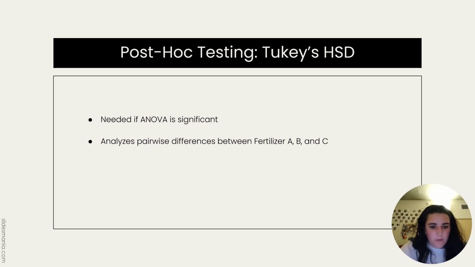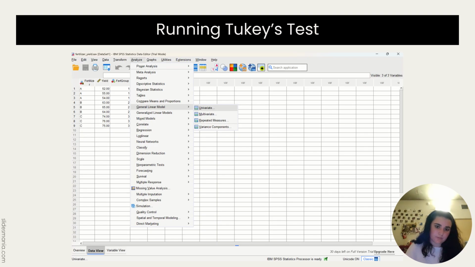Okay, so for post hoc testing, Tukey's HSD is typically needed if ANOVA has a significant p-value. The post hoc testing analyzes pairwise differences between fertilizer A, B, and C. So to run a Tukey's HSD in SPSS, you're going to have to go to Analyze, like what was previously done, then to General Linear Model, and then Univariate.